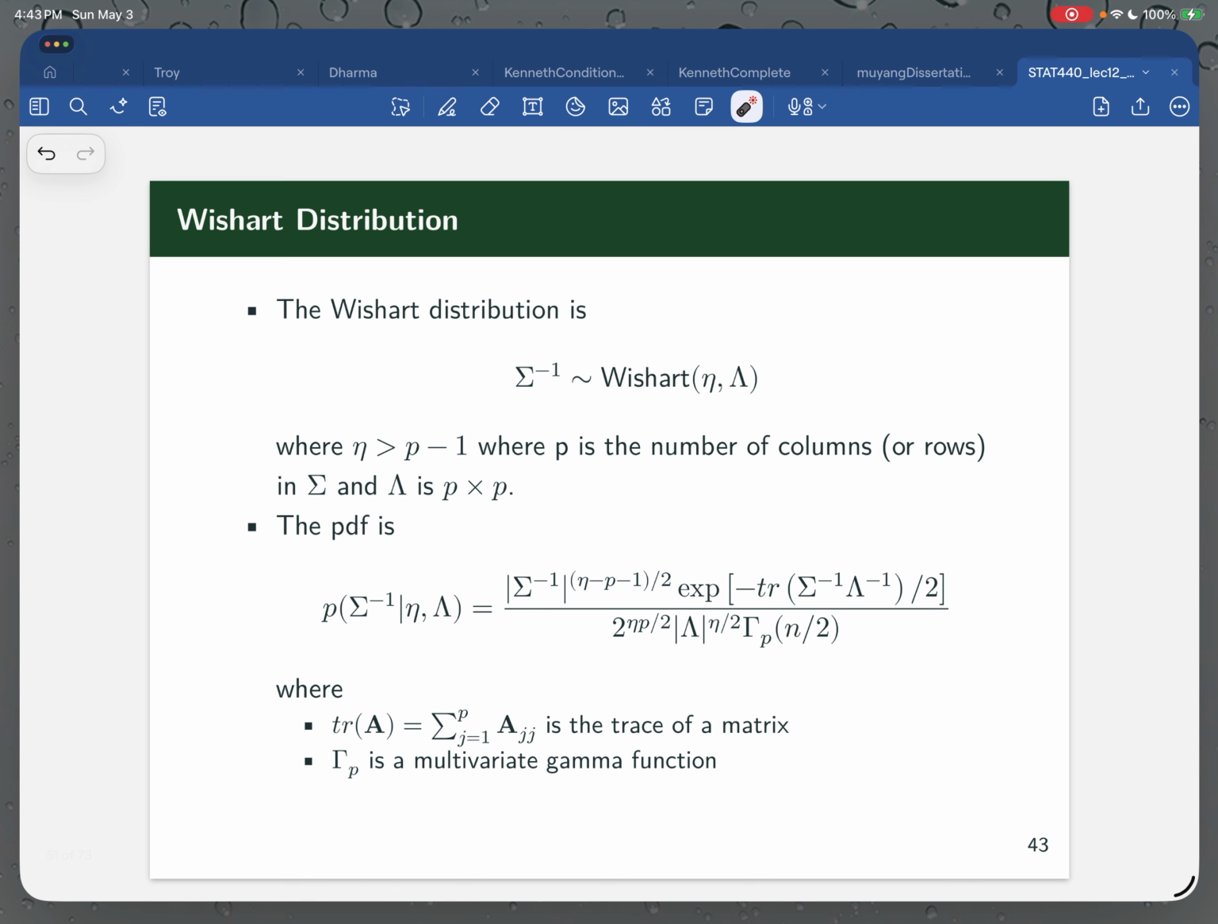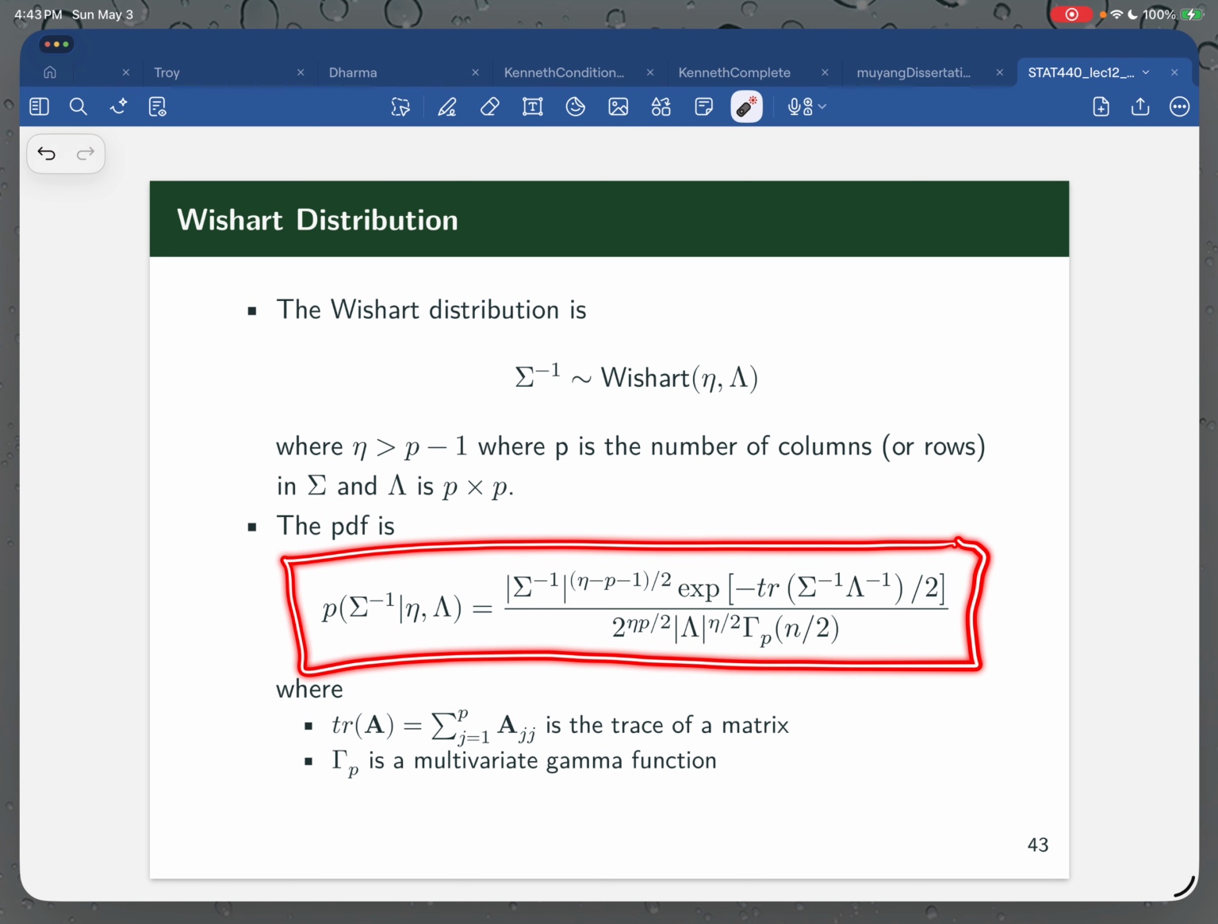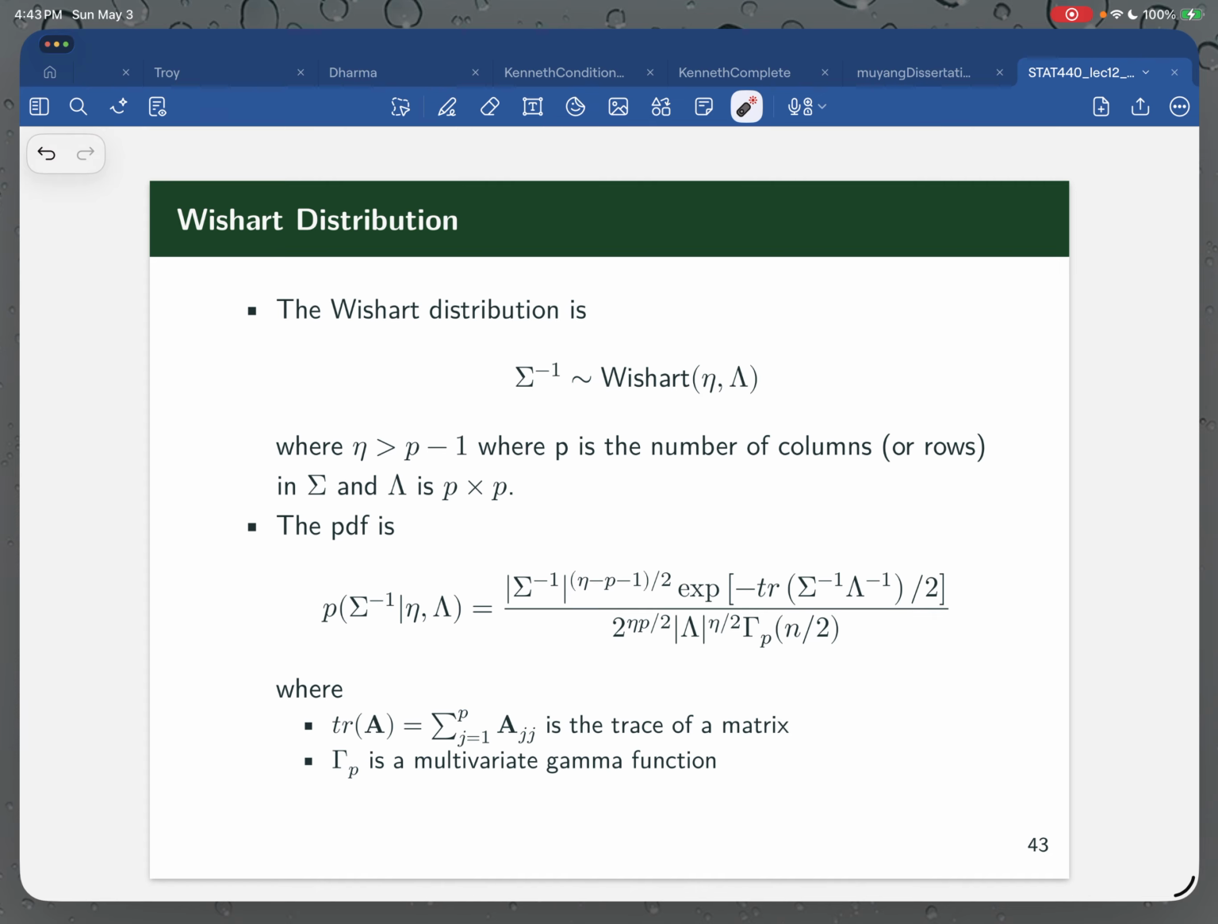Okay, so a Wishart distribution has two parameters. This eta parameter has to be greater than p minus 1. And then this lambda matrix, it's actually a matrix, and it's p by p. So the probability density function of the Wishart distribution is given by this expression here, and that looks like a whole lot, but don't panic.